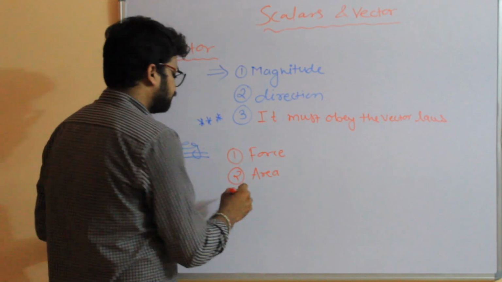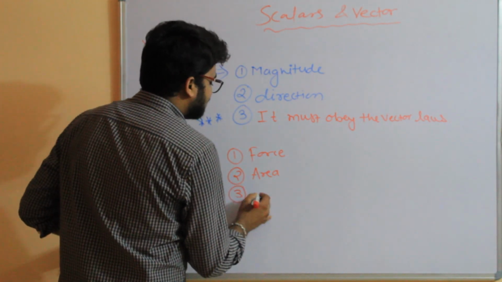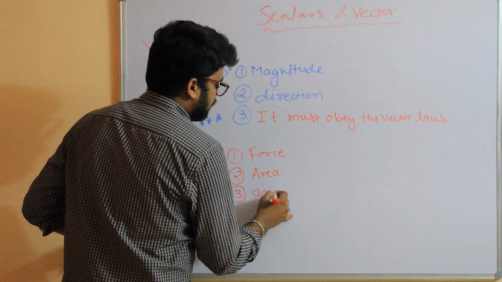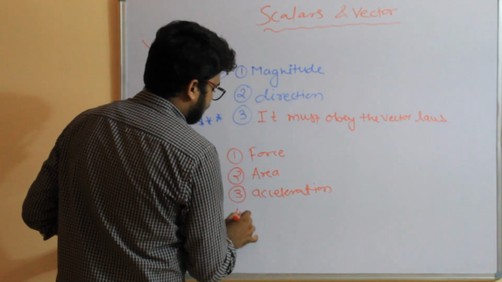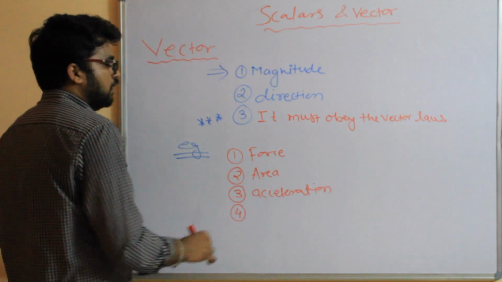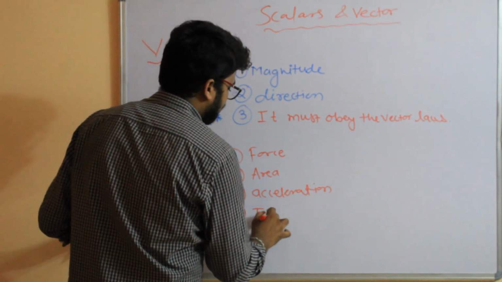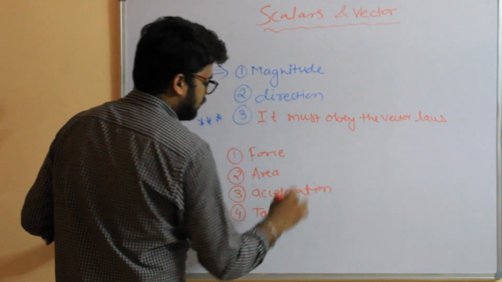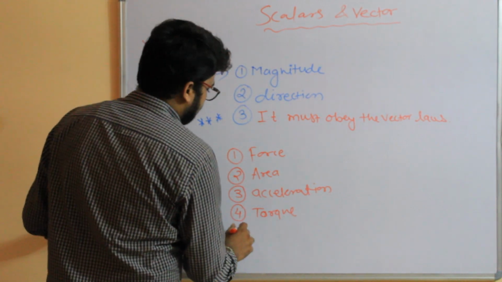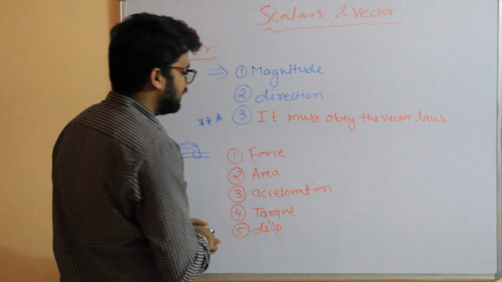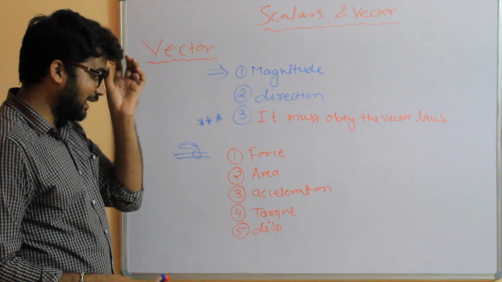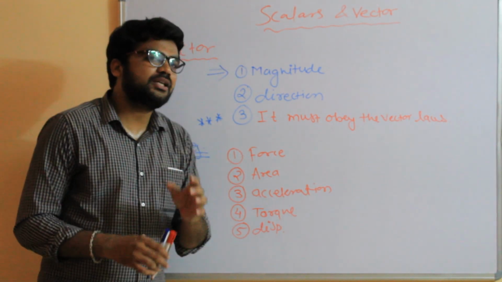Likewise, next we have acceleration, right? Acceleration is a vector quantity. Number 4, torque, right? So torque is a vector quantity. Number 5, displacement is a vector quantity, right? And we have time is a scalar quantity, right?